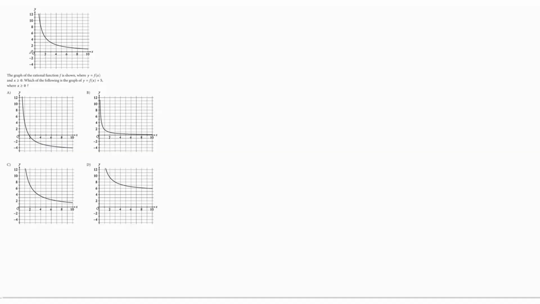Let's get started. Okay, so here's the problem that we're looking at. We're given this graph right here, and it says the graph of the rational function f is shown, where y equals f(x), and x is greater than or equal to 0. Now, which of the following is the graph of y equals f(x) plus 5, where x is greater than or equal to 0?